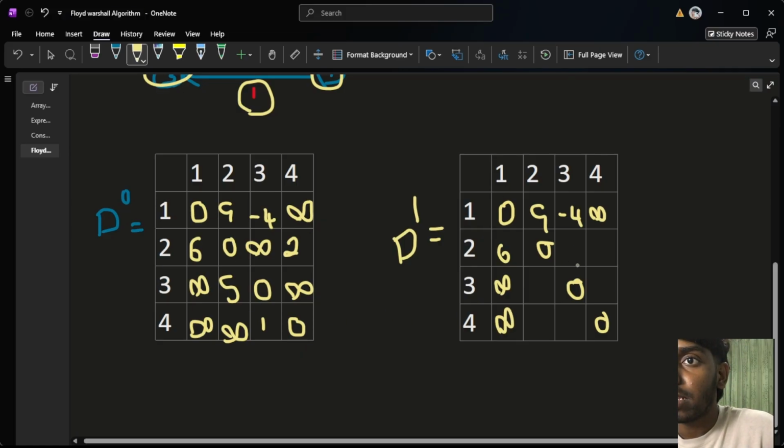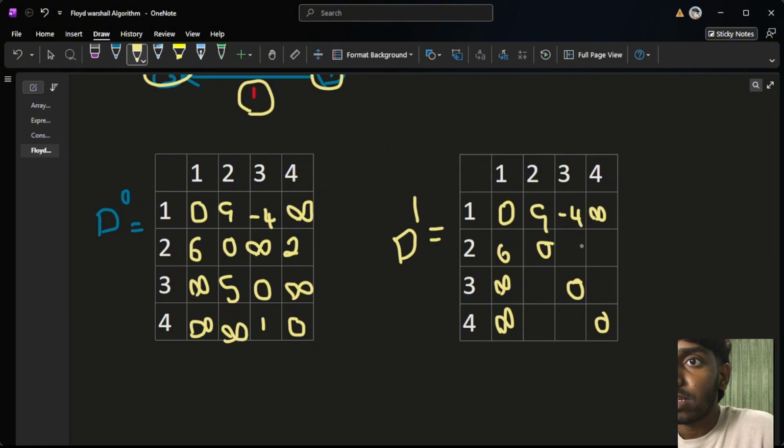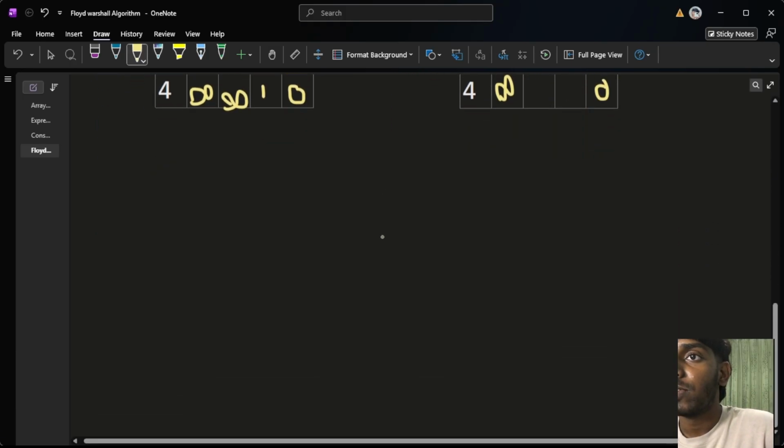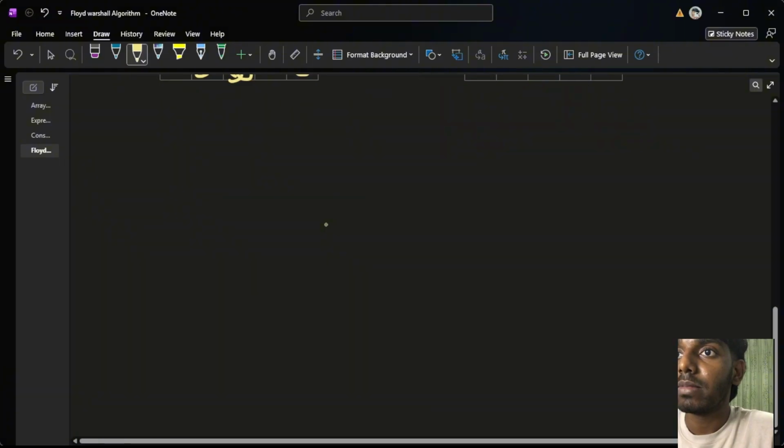So we have these blanks to find out. What we're going to do is find the 2 to 3. For that I'm going to use some kind of formula.